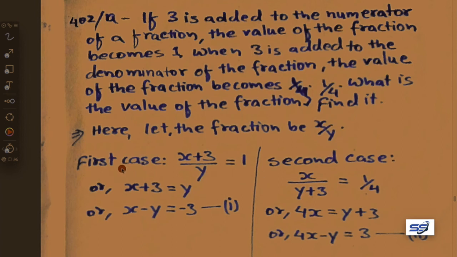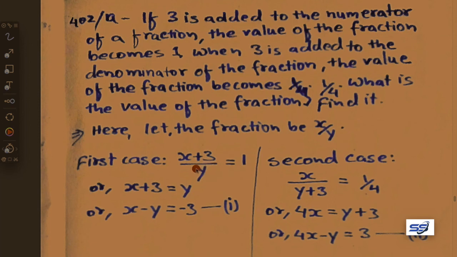From the first condition of the question, we can write: first case, x plus 3 upon y equals 1. Given that 3 is added to the numerator of the fraction, the numerator x becomes x plus 3, and the fraction becomes 1. The denominator is y, as usual; no addition is done.